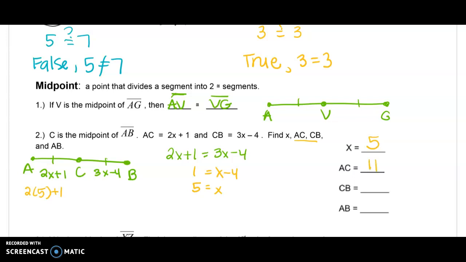Then you're going to plug it into CB. So 3 times 5 minus 4 is also 11, which shouldn't be shocking because we knew those two things needed to be congruent, so we know that we've solved them correctly. And then to find AB, you would just simply add 11 and 11 to get 22.